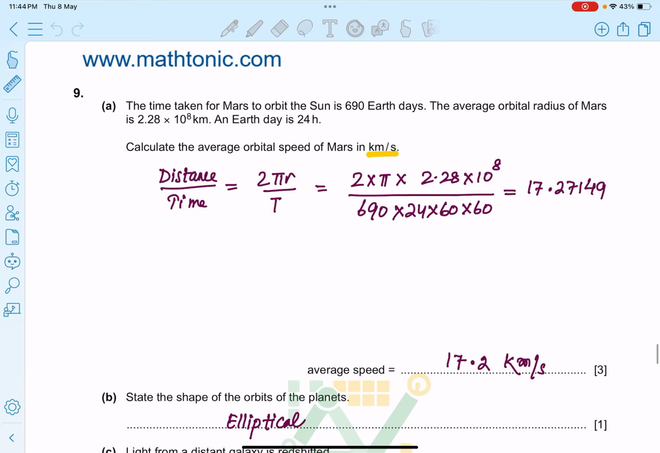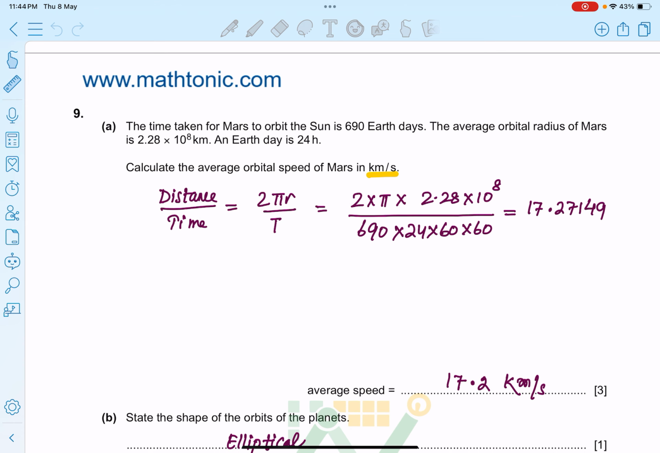Okay, next part, question number 9. The time taken for Mars to orbit the sun is given as 690 Earth days. The orbital radius of Mars is given as 2.28 times 10 power 8 kilometers, and an Earth day is 24 hours. Calculate the average orbital speed of Mars.